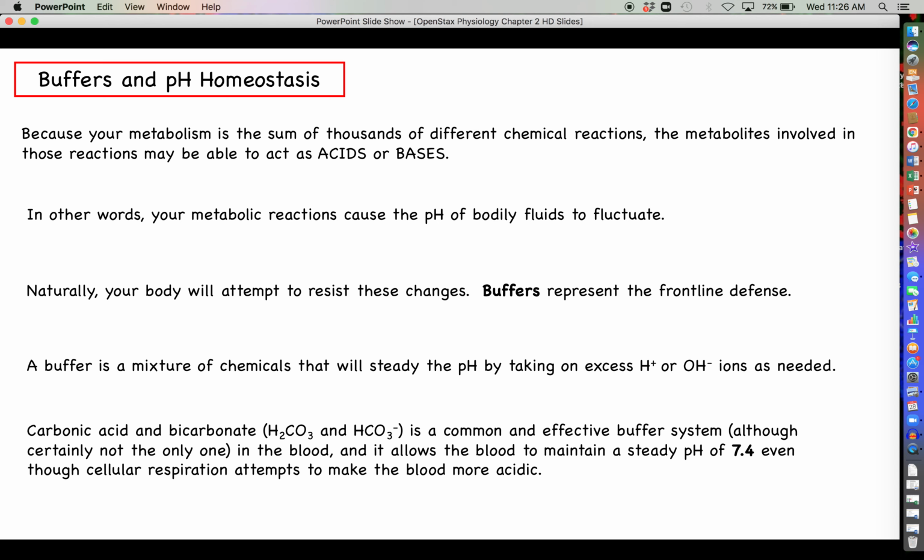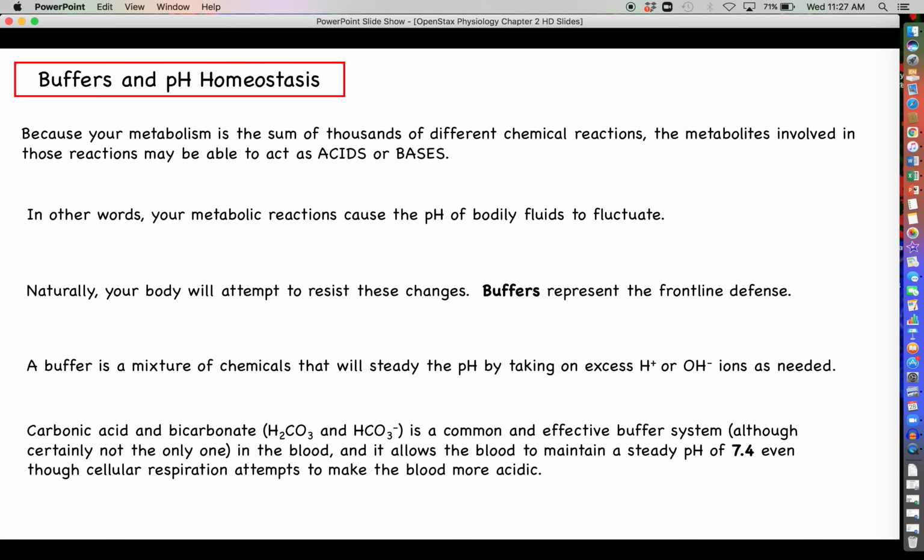The nitty-gritty details of how buffers work are not super important to us right now, but we will become more intimately familiar with them as the semester goes on. But ultimately, the important thing here is that for something like your blood plasma, which for reasons we will come to appreciate much later on in the semester, we want the blood plasma to have a pH of just about exactly 7.4. There's not really a whole lot of leeway on either side. So, for example, metabolic reactions like those that occur during cellular respiration will absolutely try to make the blood more acidic. So buffers really represent an important way to make sure that does not happen.